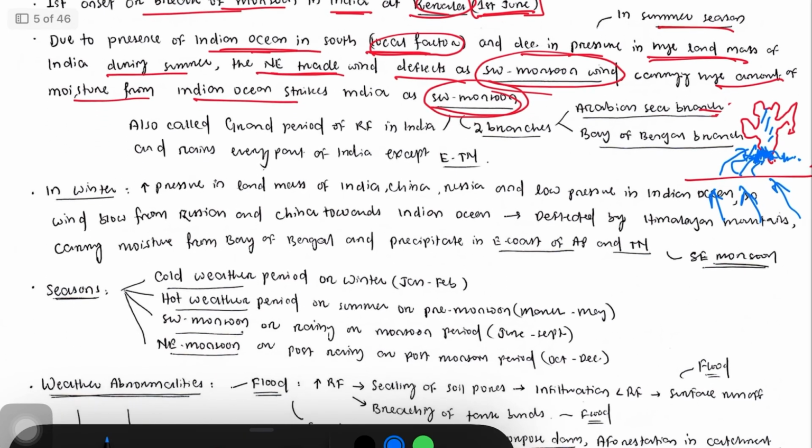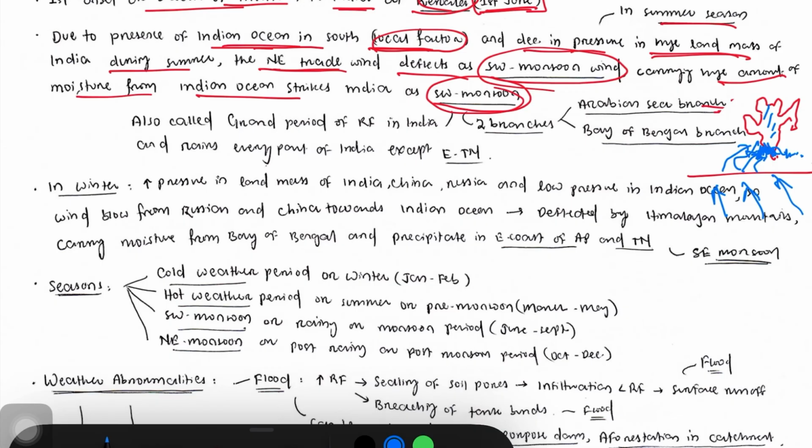Now that is called southwest wind, southwest monsoon. Then again, southwest monsoon has two branches. One is Arabian Sea branch that is moving like this, and another one is Bay of Bengal branch. It is also called grand period of monsoon in India, and rain falls in every part of India except eastern Tamil Nadu and some part of eastern Andhra Pradesh.